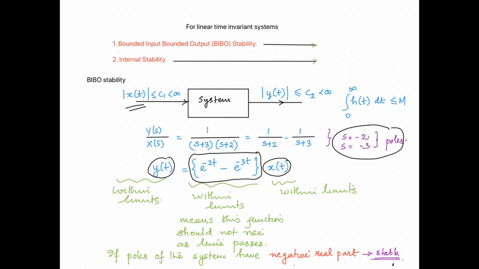In short, we can say that bounded input, bounded output stability occurs only if the system is inherently stable. If the system has poles with negative real parts, it will be inherently stable, and we can say the system will be definitely bounded input, bounded output stable.